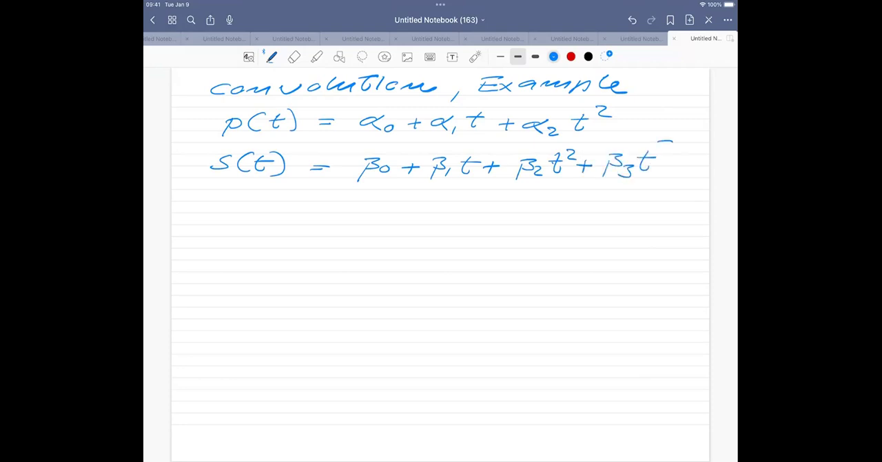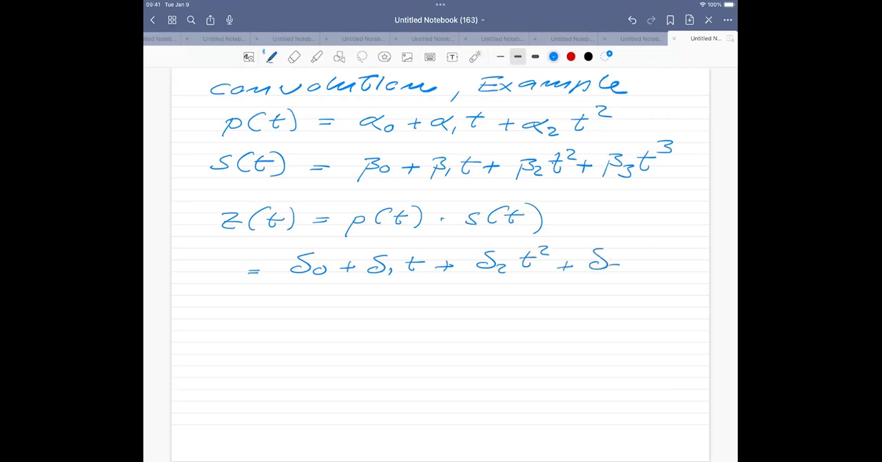And these parameters are known. Now, if you then look at the product of these two, which we call z, which is p of t times s of t, this is nothing but a new polynomial, delta 0 plus delta 1 times t plus delta 2 times t squared, and so on. So this is going to be, obviously, a fifth order polynomial, since we are multiplying a second order with a third order polynomial.